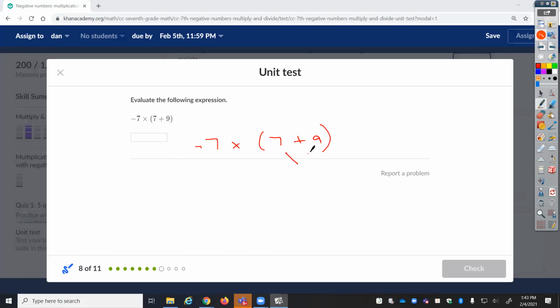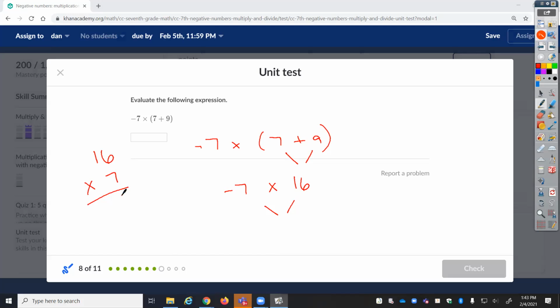Parentheses. So we take these two right here, we combine it. What's 7 plus 9? 16. So it's 16. And then we bring this down over here. So it'll be -7 times 16, which will be my final step. Well, I could take this 16 times 7.